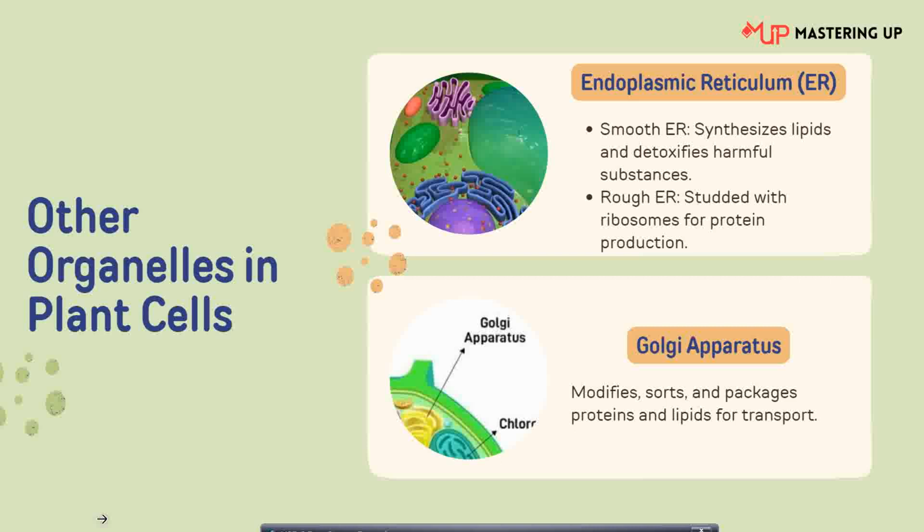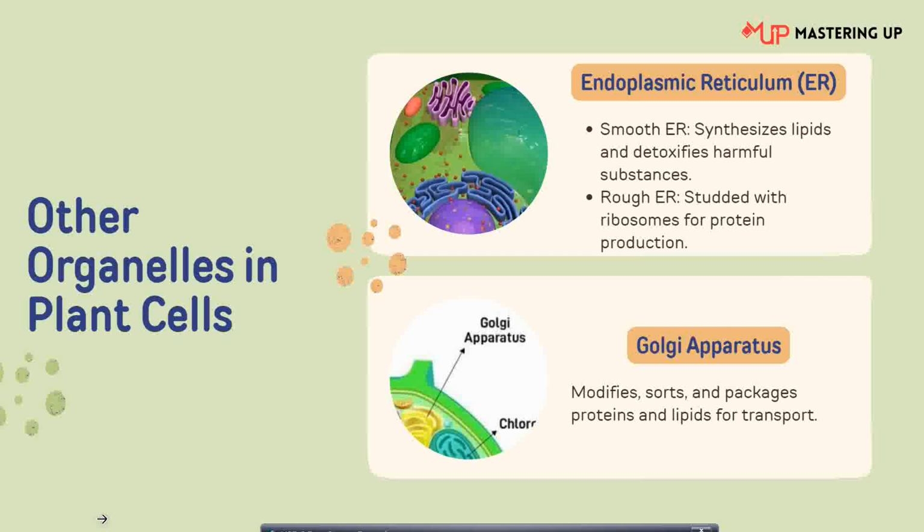Now we have other cell organelles that are present in both plant and animal cells, but let's discuss the endoplasmic reticulum. It is of two types: smooth endoplasmic reticulum and rough endoplasmic reticulum. I just asked you a question: ribosomes are present in which endoplasmic reticulum? It is the rough endoplasmic reticulum. You can see these red dots, they are ribosomes, and the rough endoplasmic reticulum is around the nucleus, the nuclear membrane.